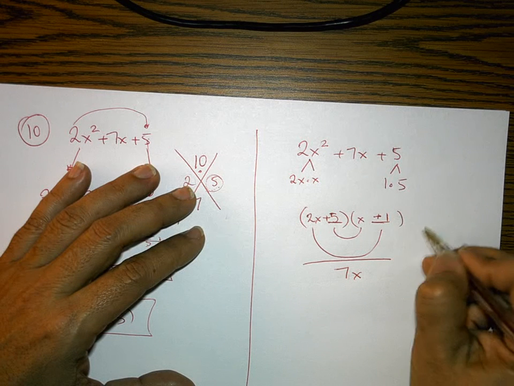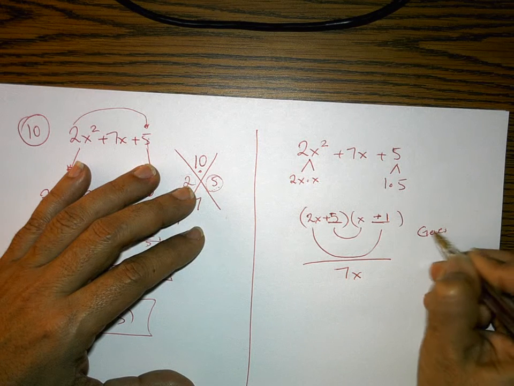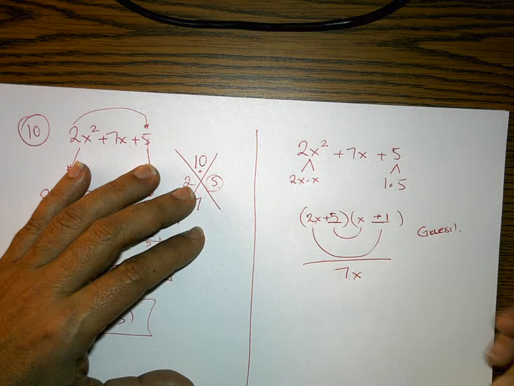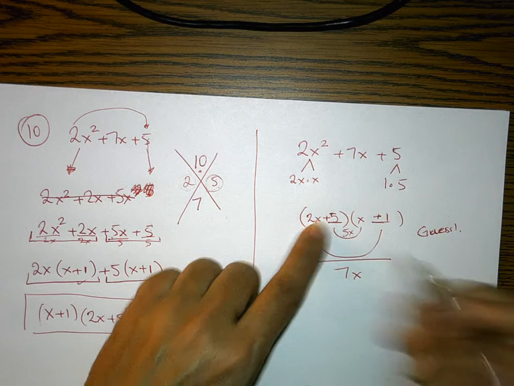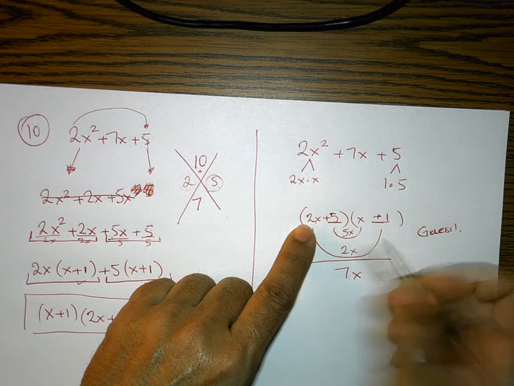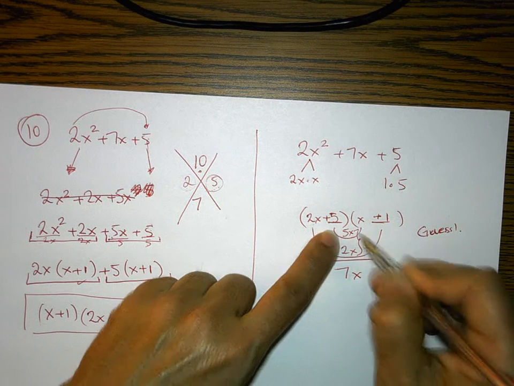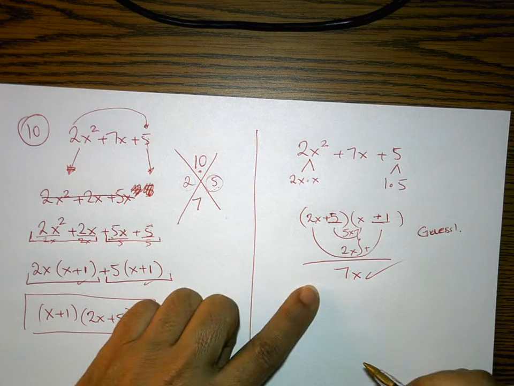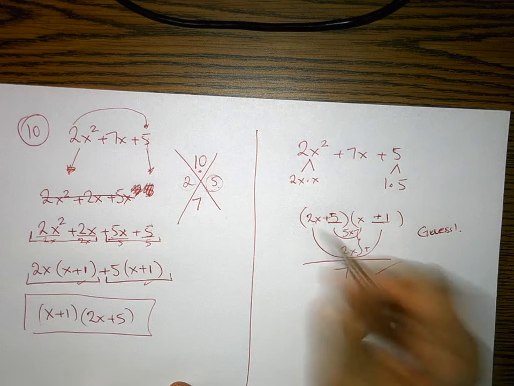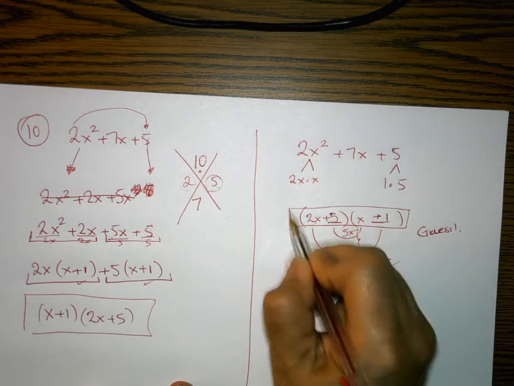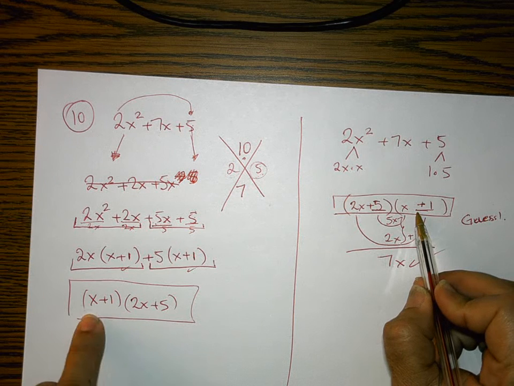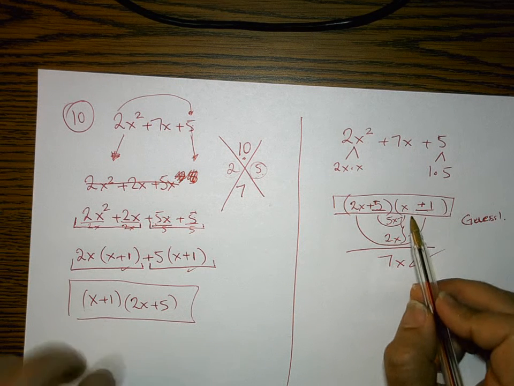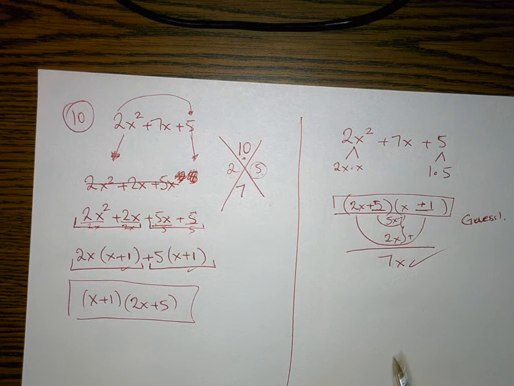Okay, so I guess that's where it's going to go. Now let me check. 5 times x is 5x. 2x times 1 is 2x. When you add these two terms, you get your 7x. So the answer is 2x plus 5 and the quantity x plus 1, just like what we got back here. Okay?